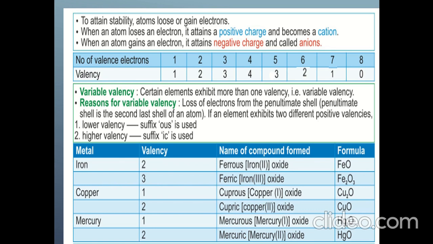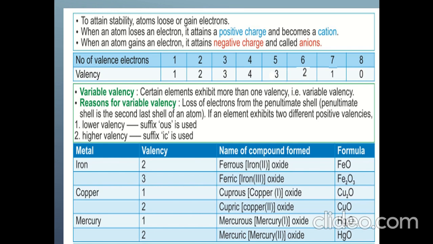Now there are certain elements which exhibit more than one valency. They are said to have variable valency. What is the reason for this variable valency? Loss of electron from the penultimate shell. Penultimate shell means the shell which is present before the outermost shell, or you can say the second last shell of an atom.